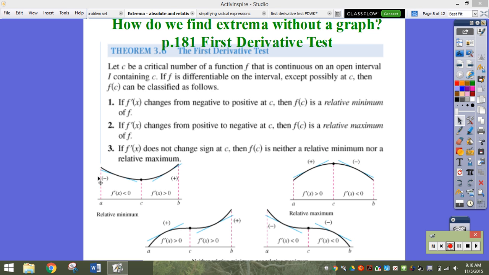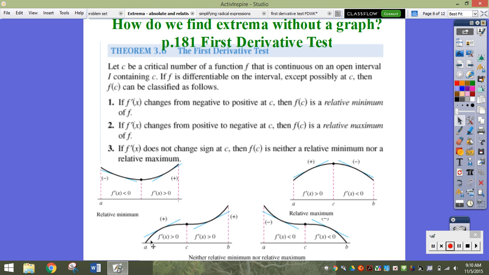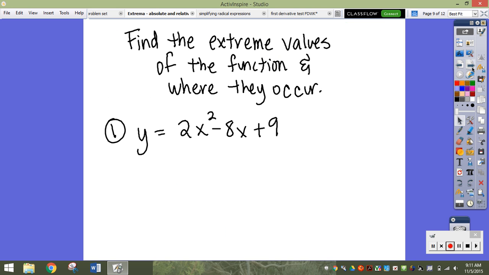So if you look at our examples, the minimum here is decrease to increase, negative slope to positive slope. Maximum is positive slope to negative slope, or increase to decrease. And then the bottom two examples are examples of neither, because the one on the left is increasing the entire time, but you still have this horizontal tangent line at C, so that's why it's a critical value. And then this example on the right, this is decreasing the entire time. So it's not a maximum or a minimum, but you still have that horizontal tangent line, which creates a critical value. So let's apply this test to a problem.